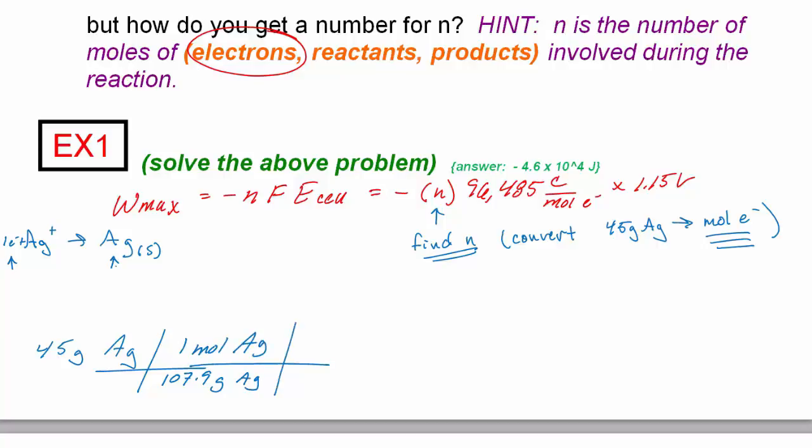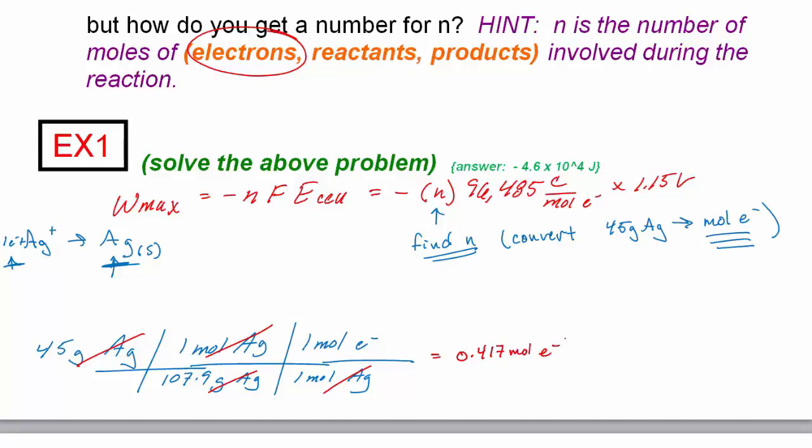My mole bridge, 1 mole of silver for every 1 mole of electrons. Now it should work. Grams of silver cancel, moles of silver cancel. I'm in moles of electrons. 45 divided by 107.9, I get about 0.417 moles of electrons.